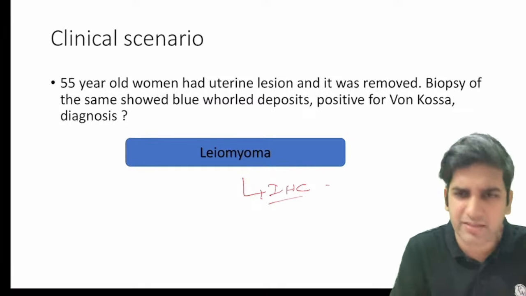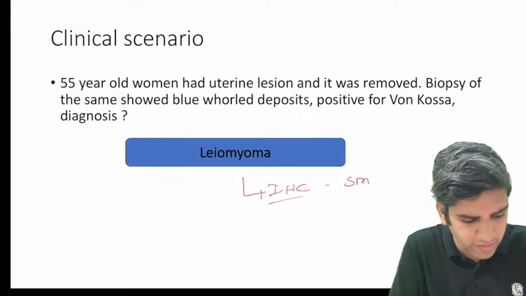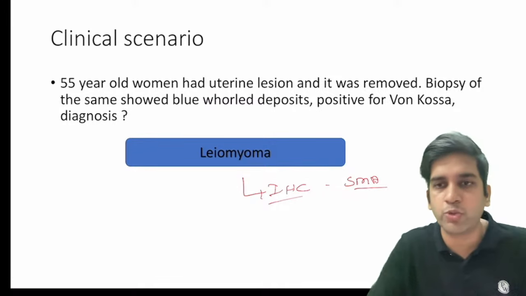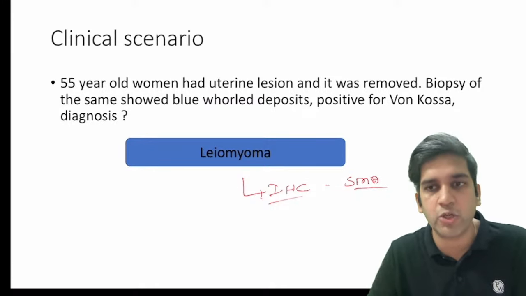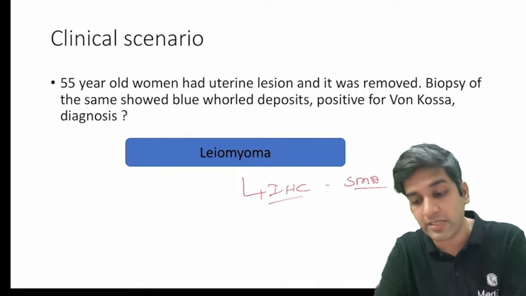This has not been asked till now, I think, but I'm sure you guys know. There's a marker called SMA, smooth muscle actin. Smooth muscle actin will be seen in leiomyoma. Yes, Ishan, the body is entirely calcification, right? Samantha, leiomyoma is a mesenchymal tumor.